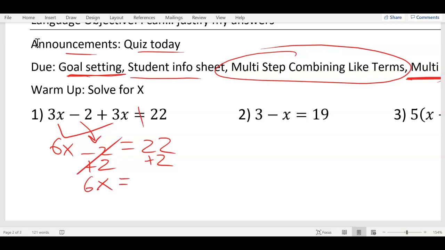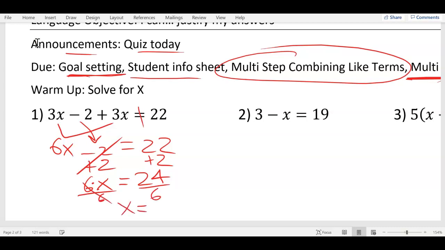22 plus 2 is 24. Now I have one more step. Remember, 6 and x, if they're just next to each other, are multiplying together, so we need to do the opposite, which is divide, okay? So anytime you have a coefficient number in front of x, divide. Divide by 6, divide by 6.